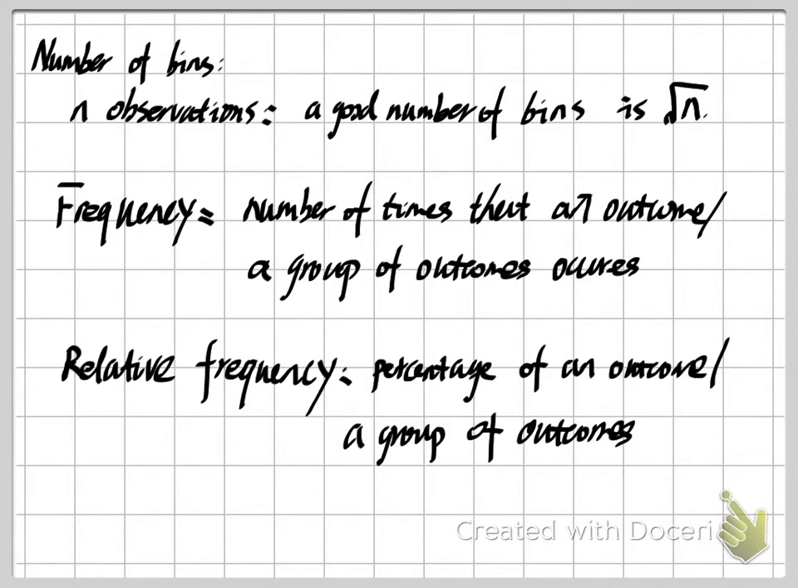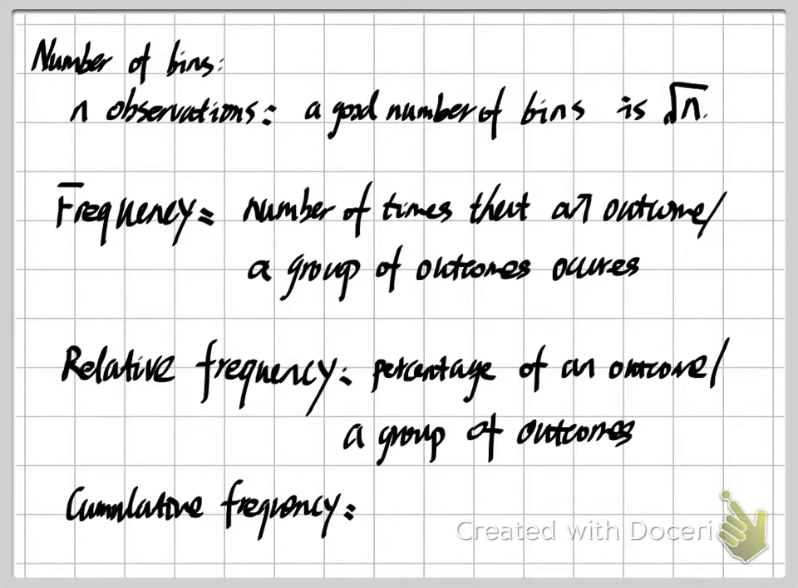You can think of this as the frequency divided by the total number of data in our data set. And the last one is the cumulative frequency. You can think about the cumulative distribution function, the CDF. This is just the sum of the frequencies up to our current bin. I will explain this with one example.